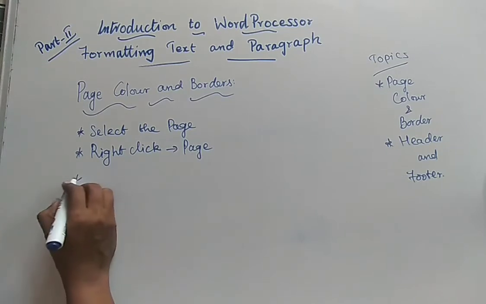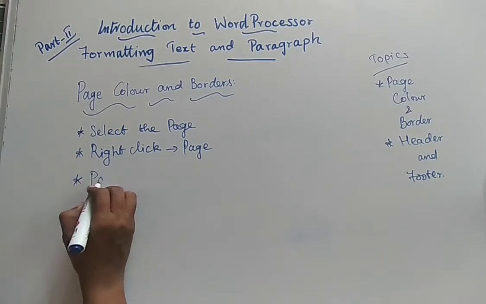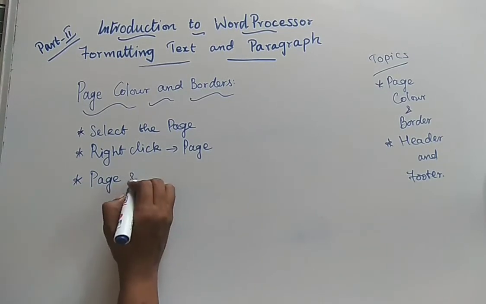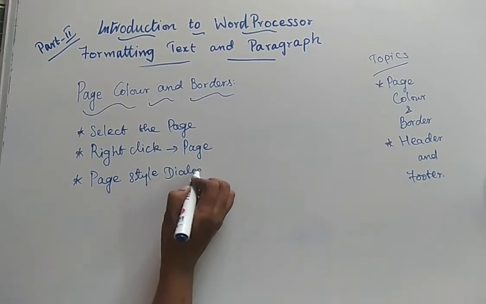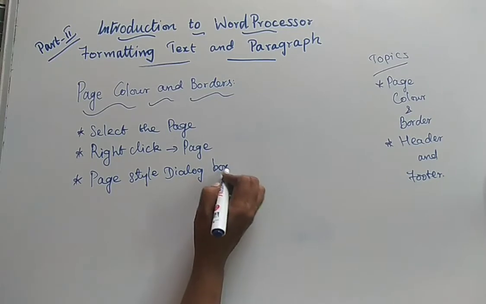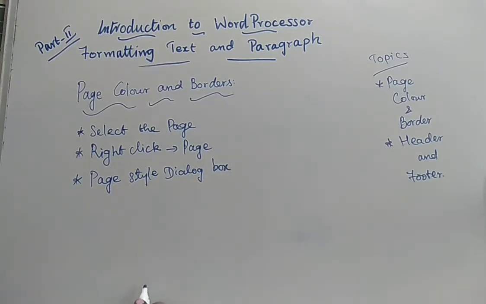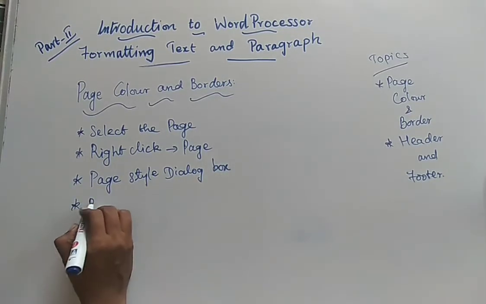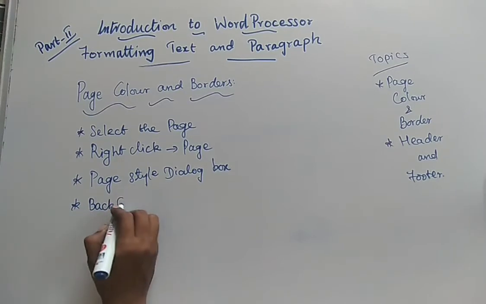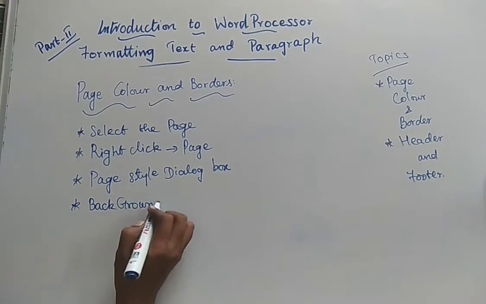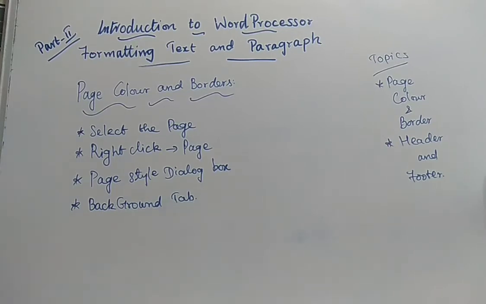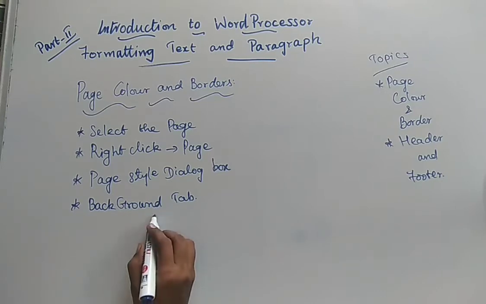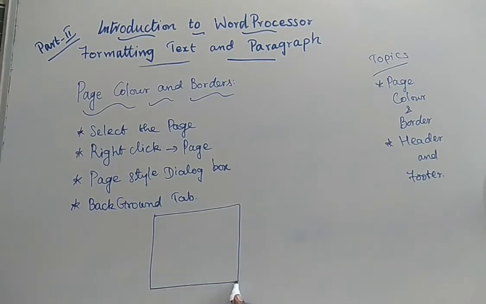After selecting page, what will be displayed for you? Page style dialog box will be displayed. In that, what you have to select? You have to select the background tab. In that dialog box you will be having an option. This is your page style dialog box.